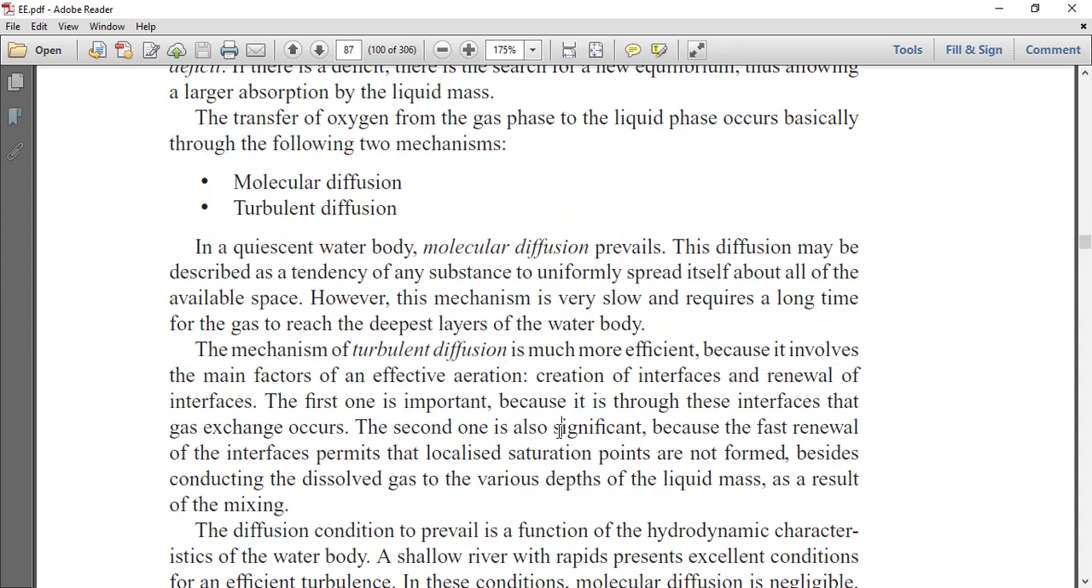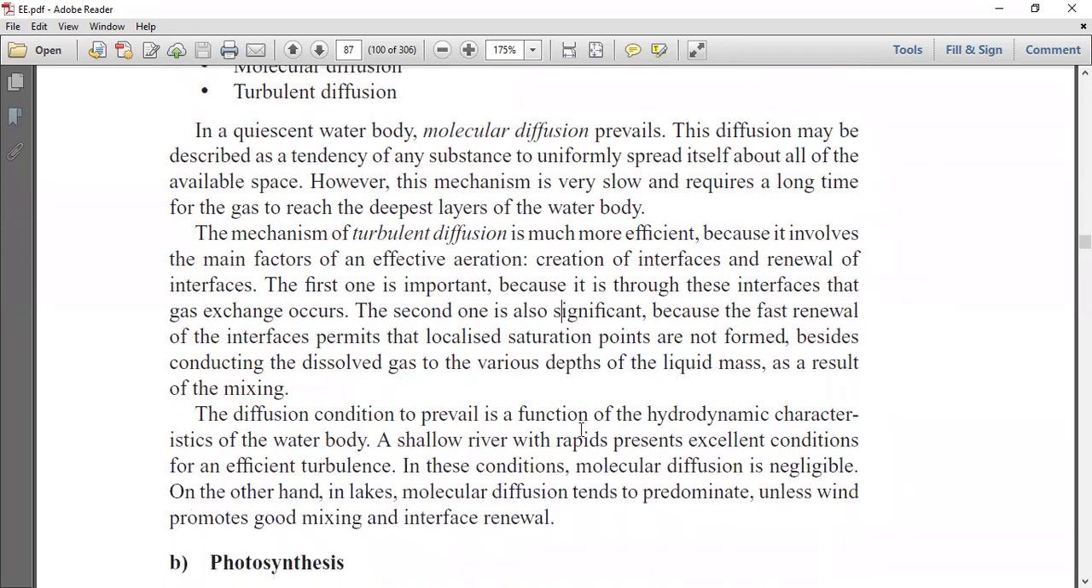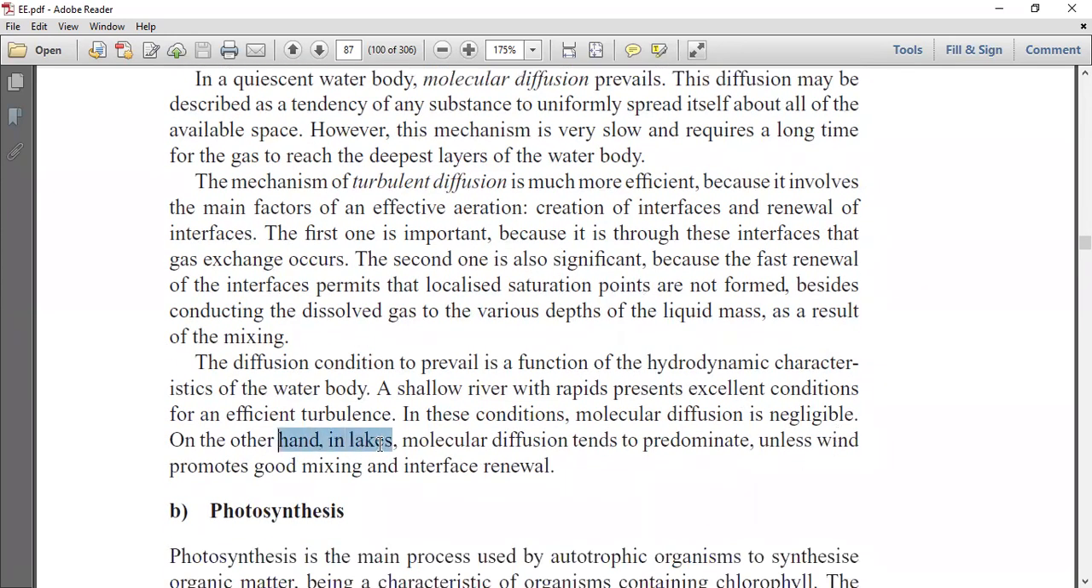formed. Besides conducting the dissolved gas to the various depths of the liquid mass as a result of mixing, the diffusion condition that prevails is a function of the hydrodynamic characteristics of the water body. A shallow river with rapids presents excellent conditions for efficient turbulent diffusion. In this condition, molecular diffusion is negligible. On the other hand, in lakes, molecular diffusion takes the predominant values, unless wind promotes good mixing and interface renewal.